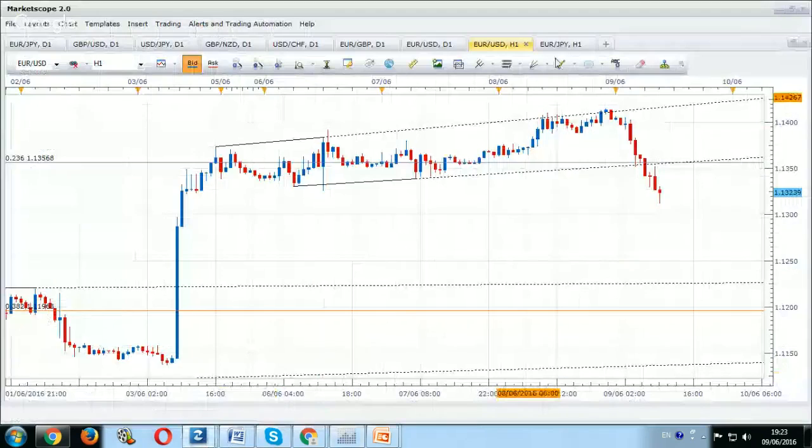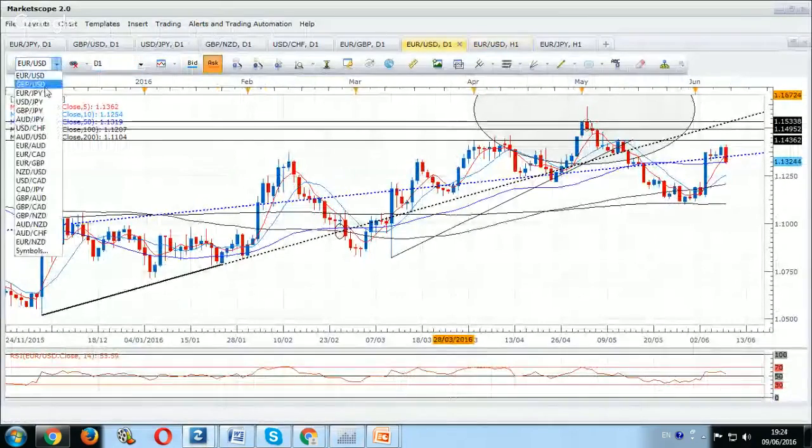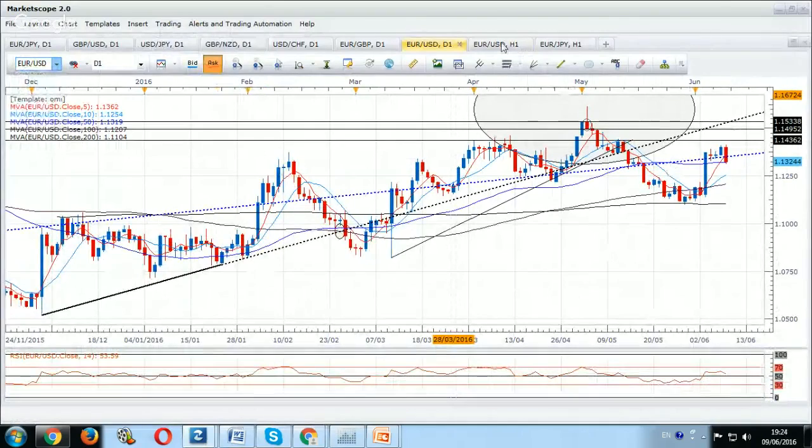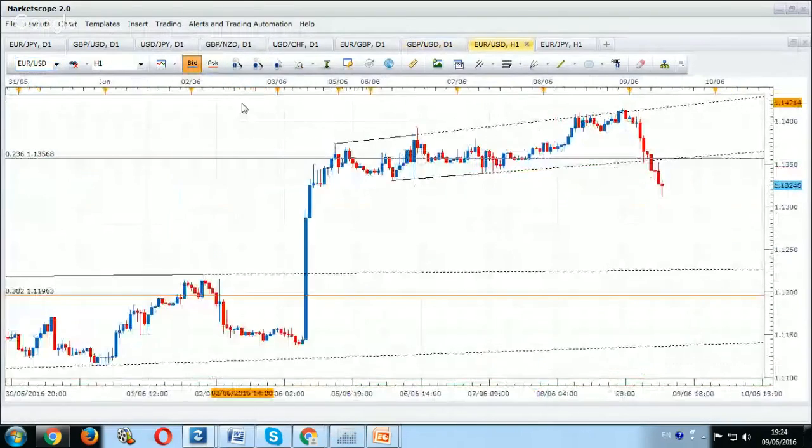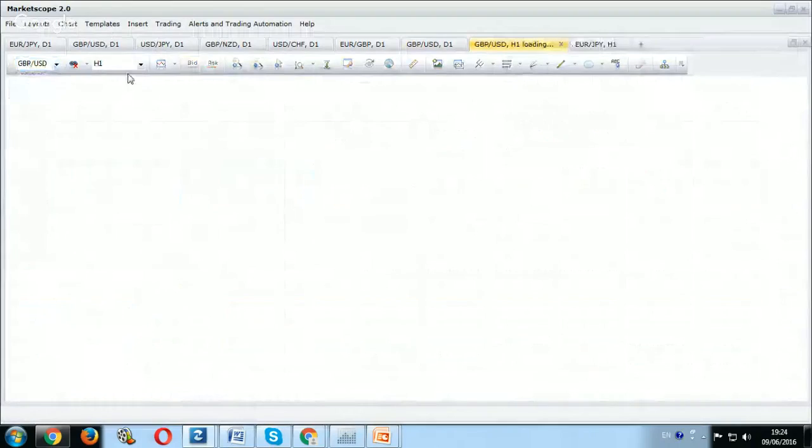Because on charts, somehow I feel, on the technical chart of GBP USD, that markets believe it's not going to happen.